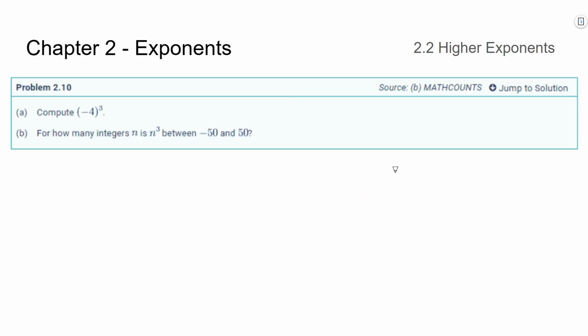All right, so now moving on to the problems. Go ahead and compute -4 to the third. And b is how many integers n is n cubed between -50 and 50. So basically, if n is, let's say, 1, for example, 1 cubed would be within -50 and 50. So how many integers would qualify for that. Hopefully that makes sense.